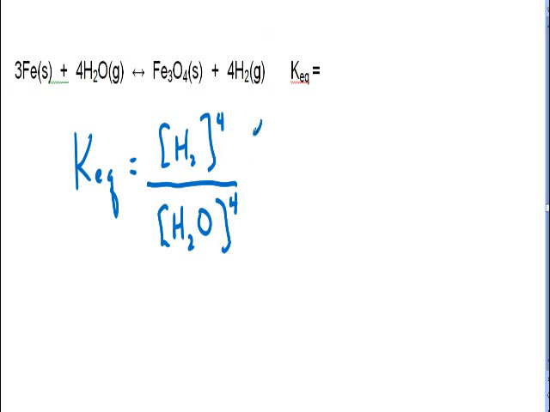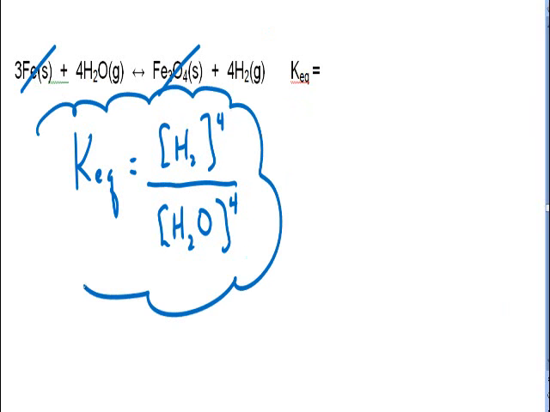We have once again products divided by reactants, and we have two materials. Our solid iron does not appear in the expression. The Fe3O4 solid also does not appear in the expression. So for this particular reaction, this would be the equilibrium constant expression based on the materials that we have that are gaseous that stay in the expression and the solids that drop out.